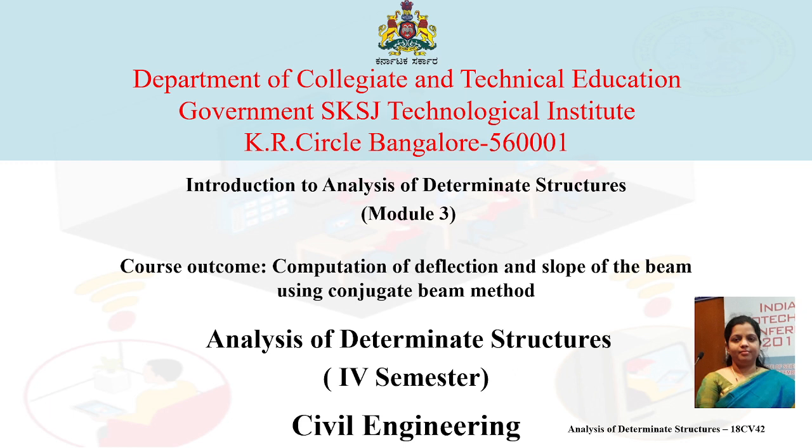Good morning everyone. In this session, we will discuss the computation of slope and deflection of the beam using the conjugate beam method. This method is often used to derive the slope and deflection of a beam when subjected to an external load whose flexural rigidity is not uniform throughout its length. This method is very useful in finding the deflection even if there is no point in the beam where the slope is zero.